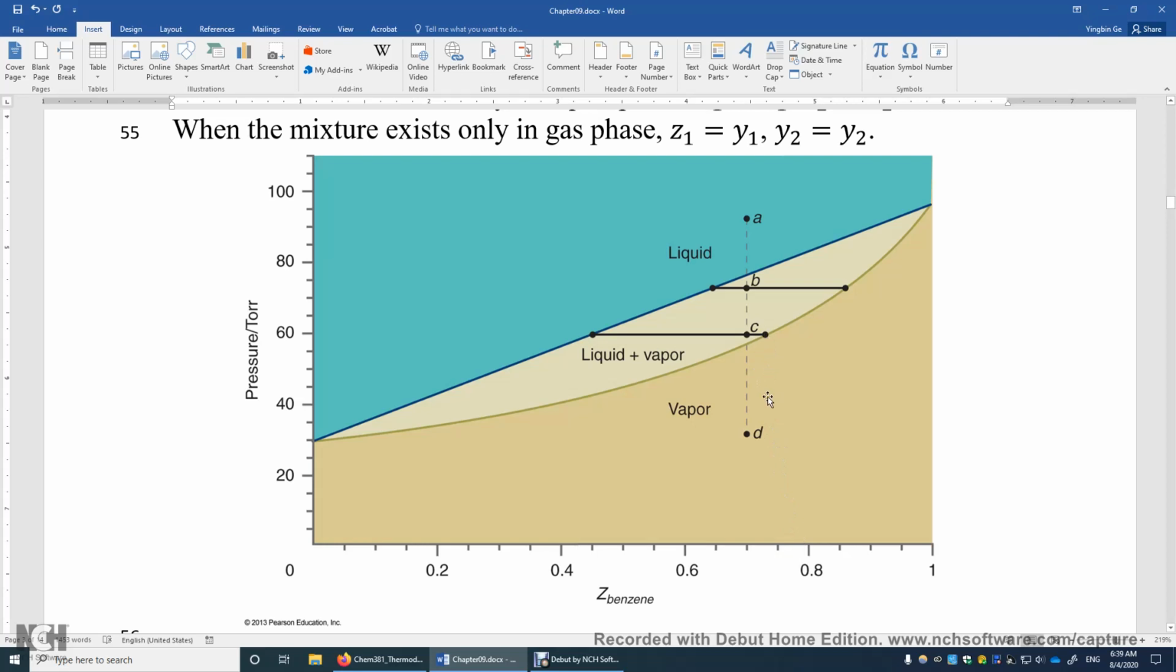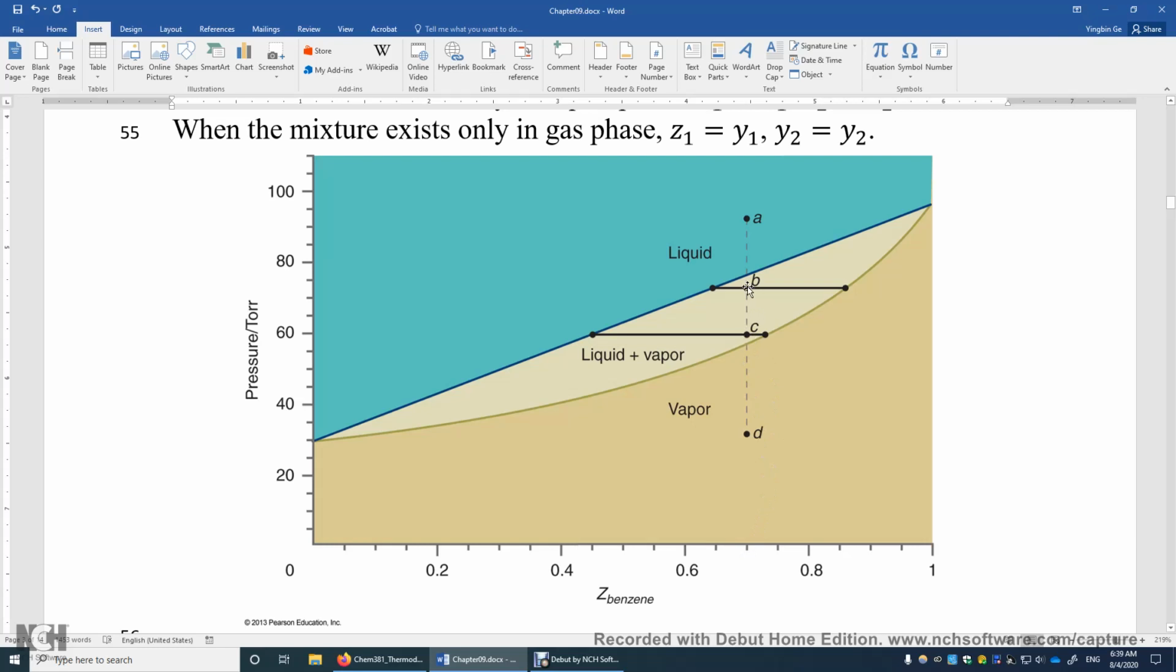Maybe 0.74. In the middle, it's 0.7. Okay, now we have X benzene equal to 0.45, Y benzene equal to 0.74, and Z benzene is 0.7. All right, so that's point C.